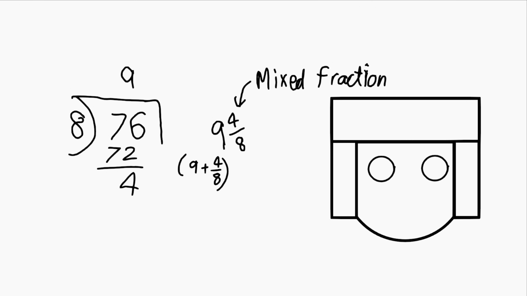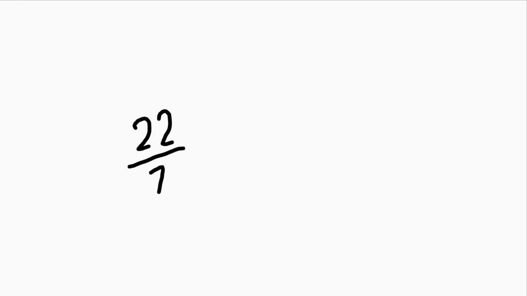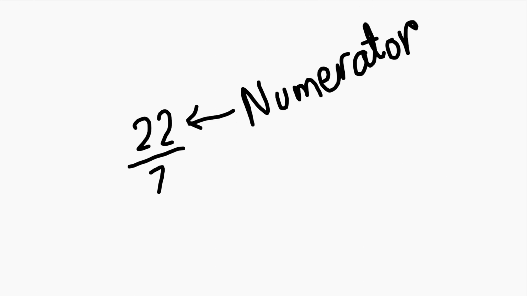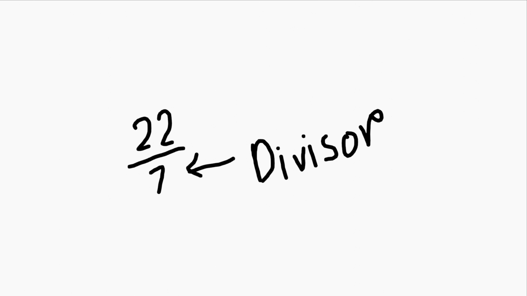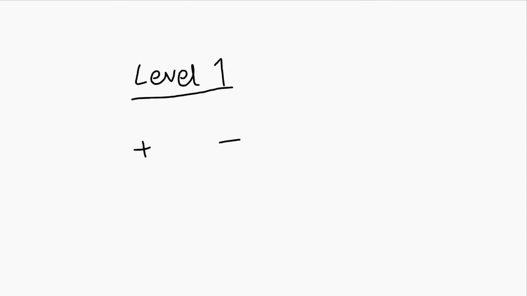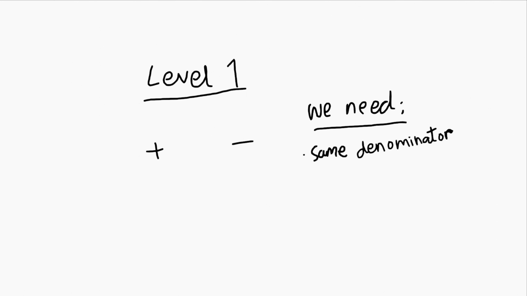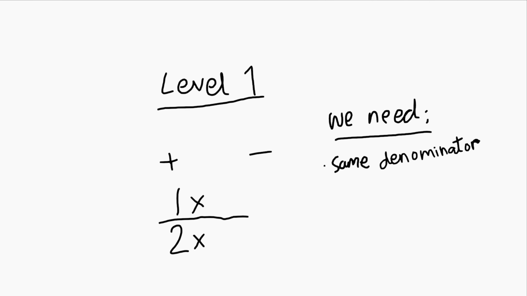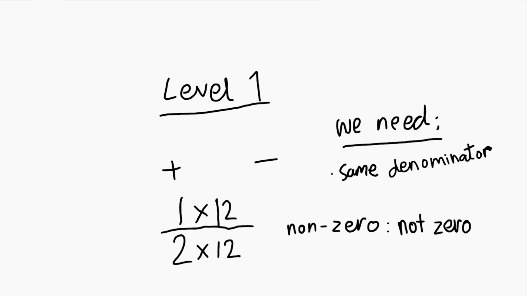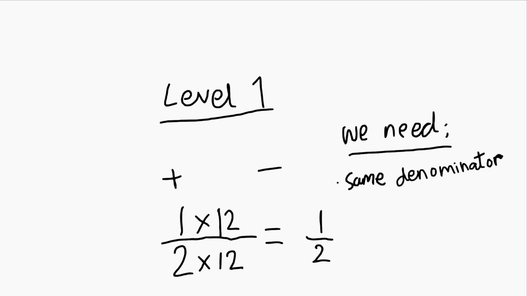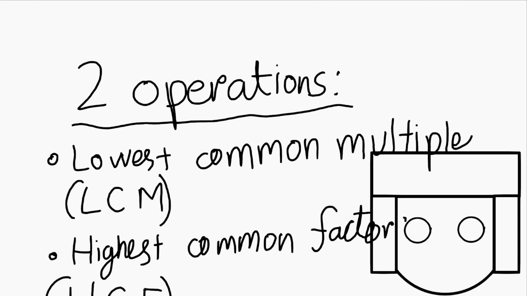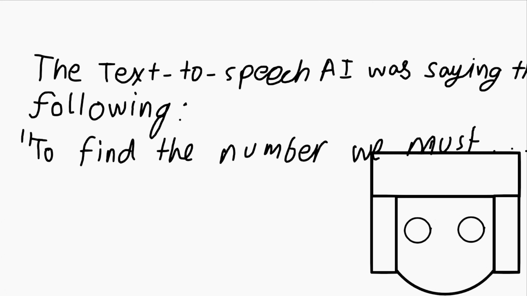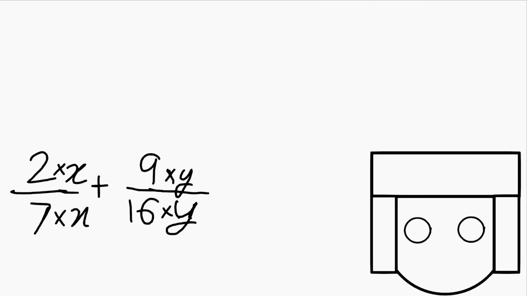Now let's perform operations on fractions. In a fraction the dividend is known as the numerator and the divisor is known as the denominator. For first-level operations we need to get the same denominator. If you multiply the numerator and the denominator by the same non-zero number, the value does not change. There are two operations that are related to factors. To find the number we must multiply the denominator and the numerator.